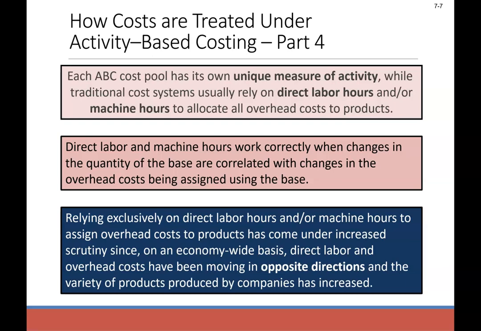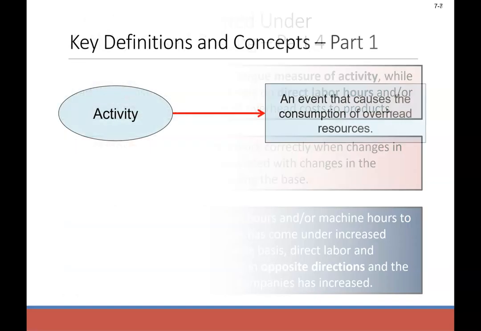Traditional cost systems usually rely on direct labor hours or machine hours to allocate overhead costs. Now, the labor and machine hours can work right when changes in the quantity of the base are correlated with changes in the overhead costs being assigned using that base. But just relying totally on hours like that to assign overhead costs has really not been as effective. Direct labor and overhead costs have been moving in opposite directions, and the variety of products produced by companies has increased. So ABC tries to find other manners in which to allocate costs.